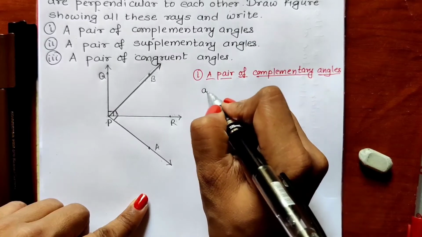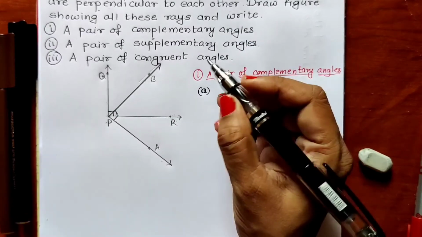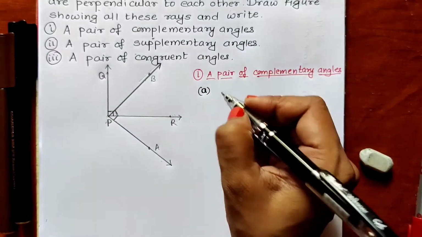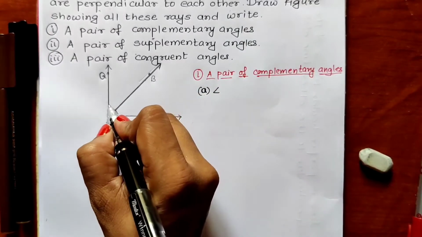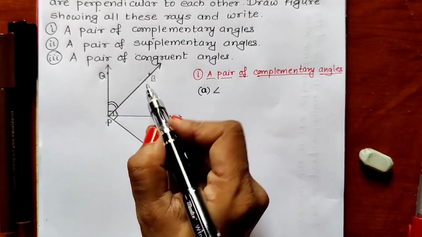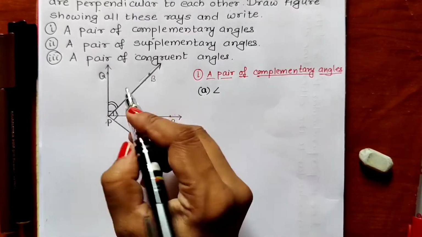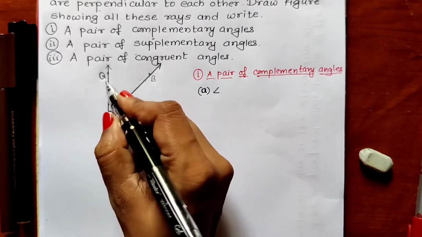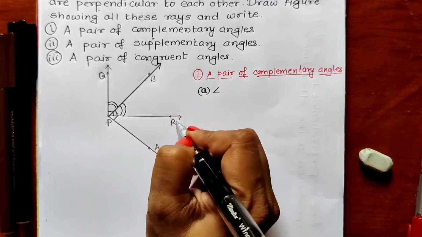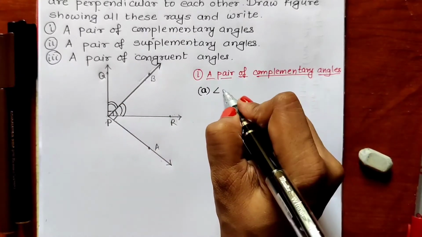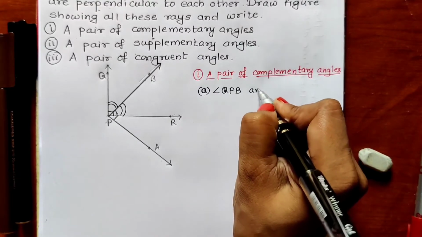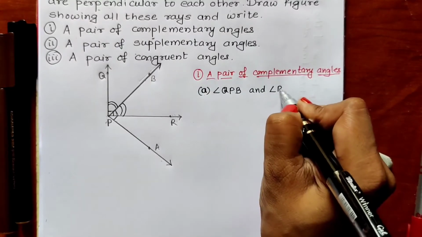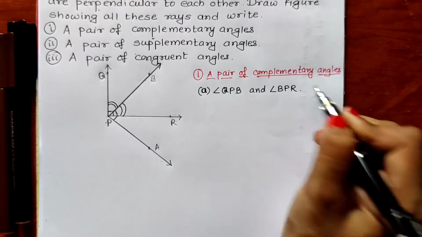So the first pair I will be writing here: angle QPB, and the second angle will be angle BPR. These two angles make one angle QPR, which is of 90 degree. So angle QPB and angle BPR are one pair of complementary angles.